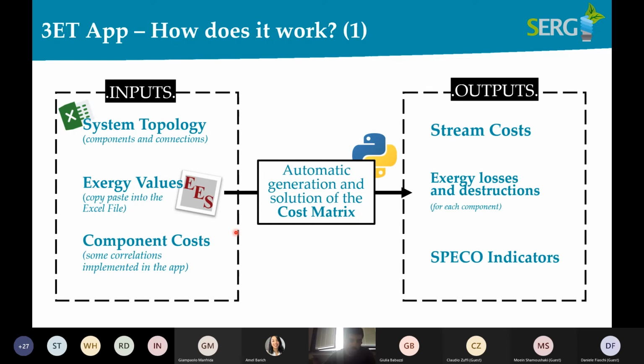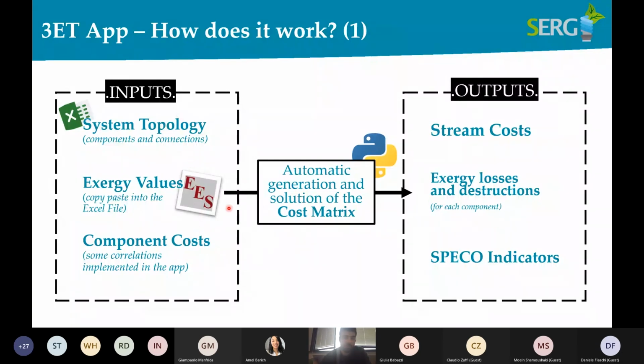And then you need also to provide, in this case, I assume the component cost, which can be economic cost, so euro, but they can be also points, so environmental cost. And some correlations are already implemented in this app. However, if you have data available for the specific power plant, it's better to utilize those data so that the results obtained are more reliable.